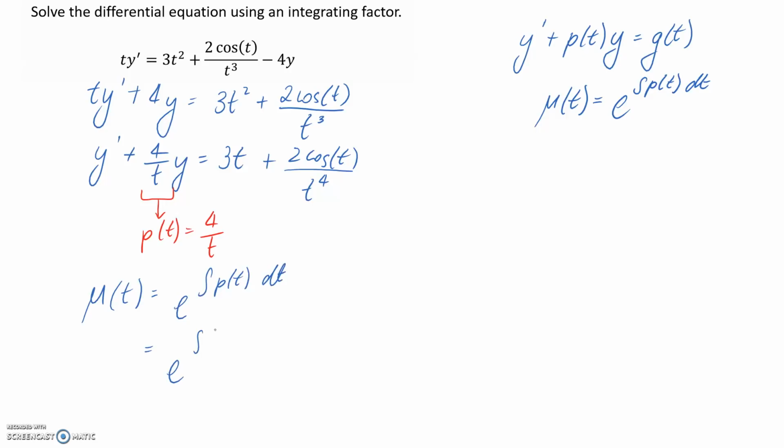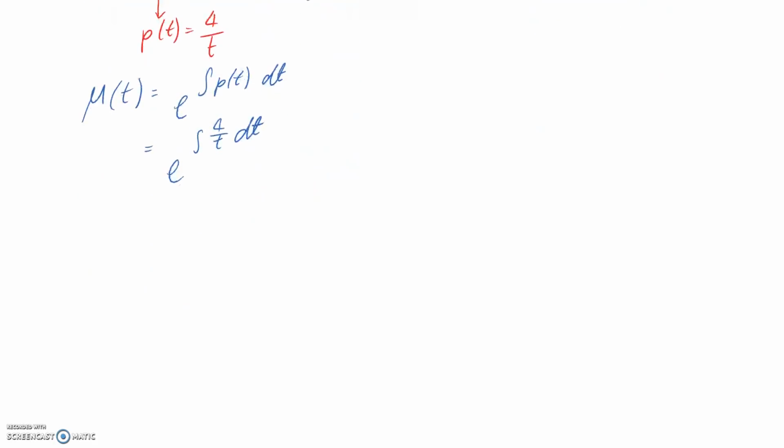Alright, so I'll sub in. So it's going to be e to the integral of 4 over t dt, and we can perform that integral. So we know the integral of 1 on t would just be natural log of t, and we have a 4 that's going to appear out the front of that. So 4 natural log t.